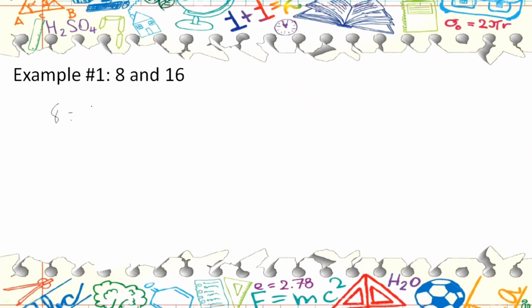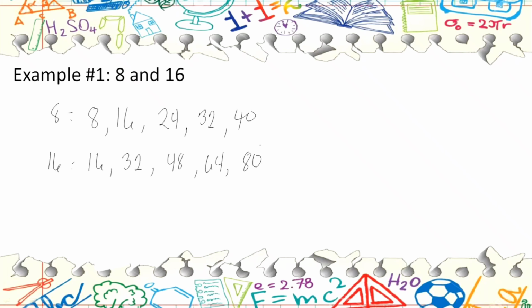So, we have 8, 16, 24, 32, and 40. Next, sa 16 naman tayo. So, let's list down the multiples of 16. So, we have 16, 32, 48, 64, and 80.